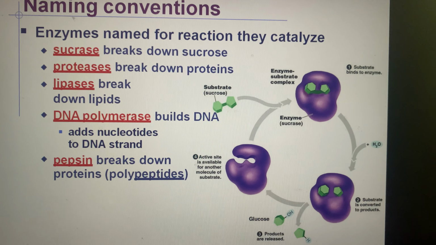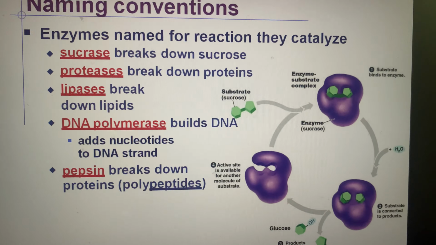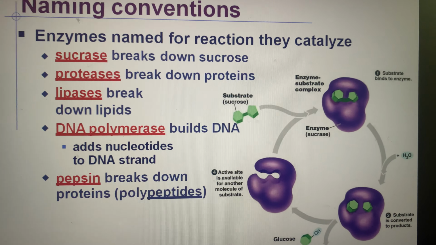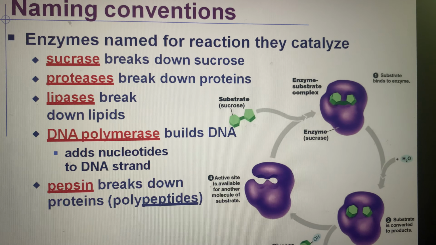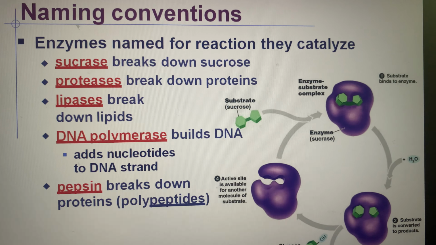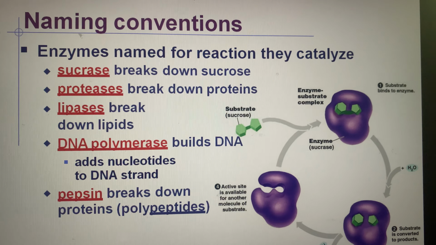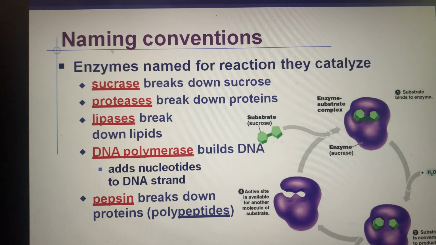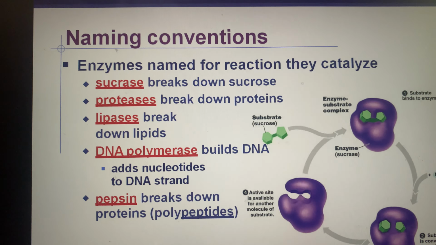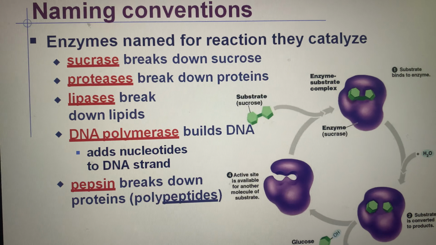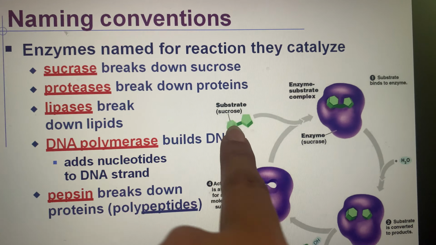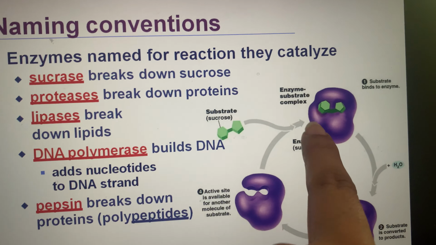nature. Naming conventions: in what way are enzymes named? They are named for the reaction they catalyze. The enzyme is named according to the work it does and the reaction it catalyzes. Let's say there is the enzyme sucrase. This is the sucrose substrate and the enzyme substrate complex.